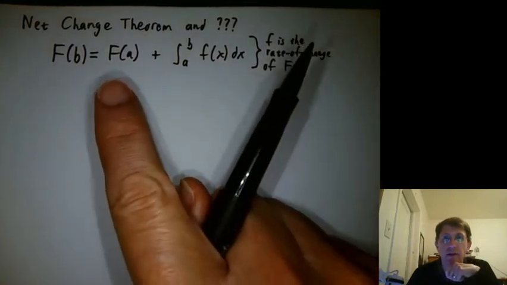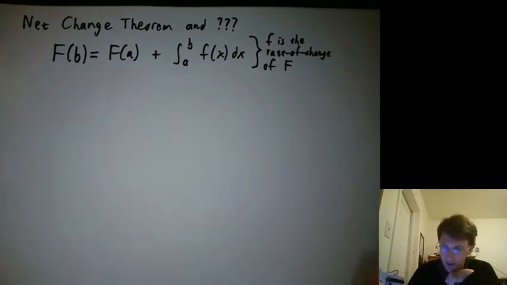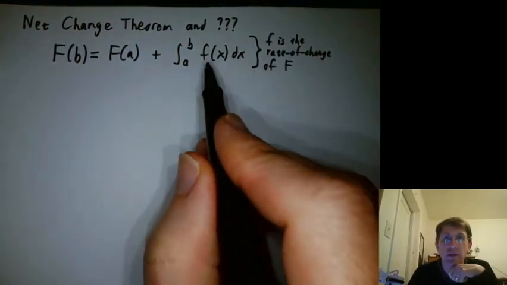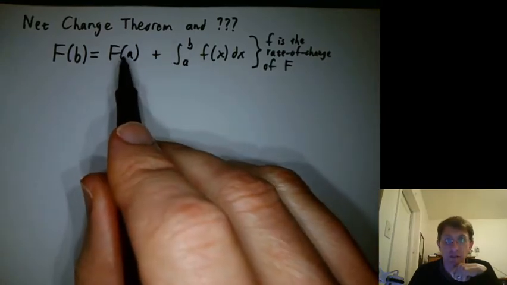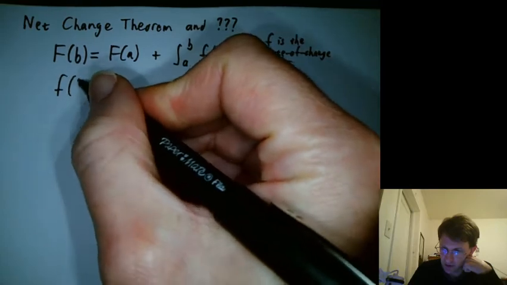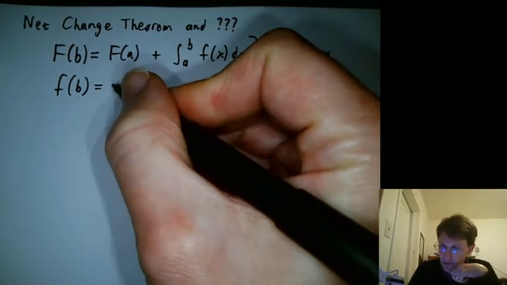Let's link the net change theorem to an old friend that we'll see what happens as we go along. So here's the net change theorem, and let's remind ourselves that little f here is the rate of change of big F. If I wanted to write this in terms of little f, I'd just change all the names. We can change names in math, right?